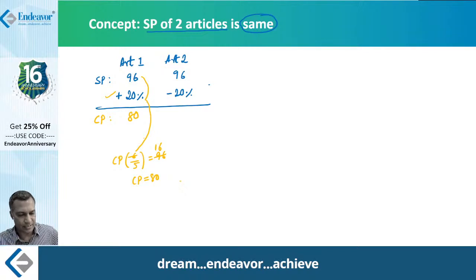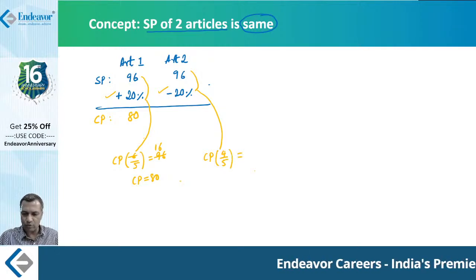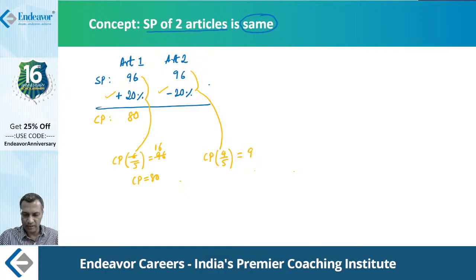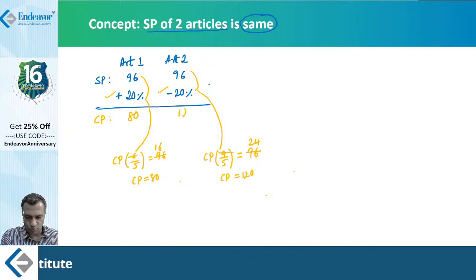Fair enough. Second case, let's go to the second case. What will be the cost price here? Let's find out. What is the multiplier here, friends? The multiplier is minus 20%. So minus 20% means the multiplier becomes 4 by 5, which is already clear, and that is equal to 96, right? Therefore, 4 times 24, so the cost price is equal to 120. The cost price of this is 120.